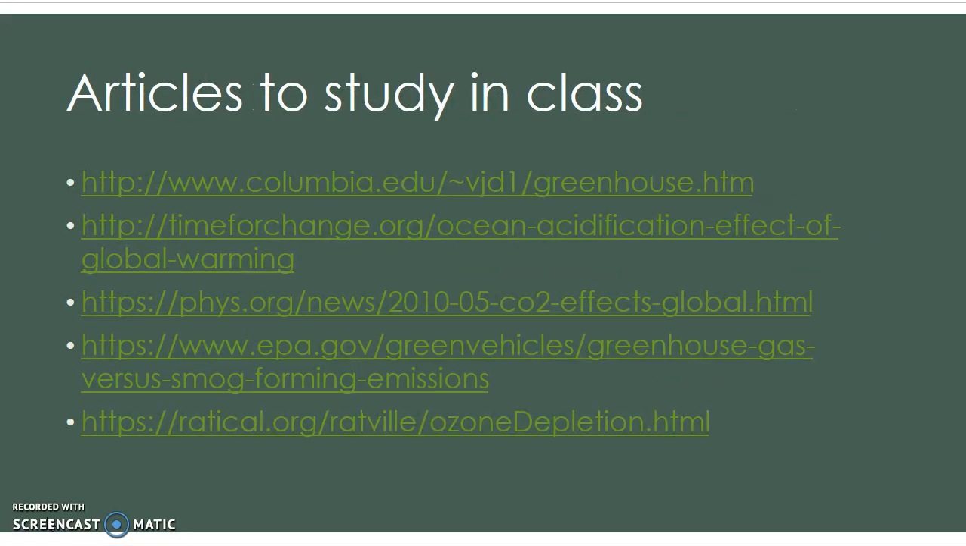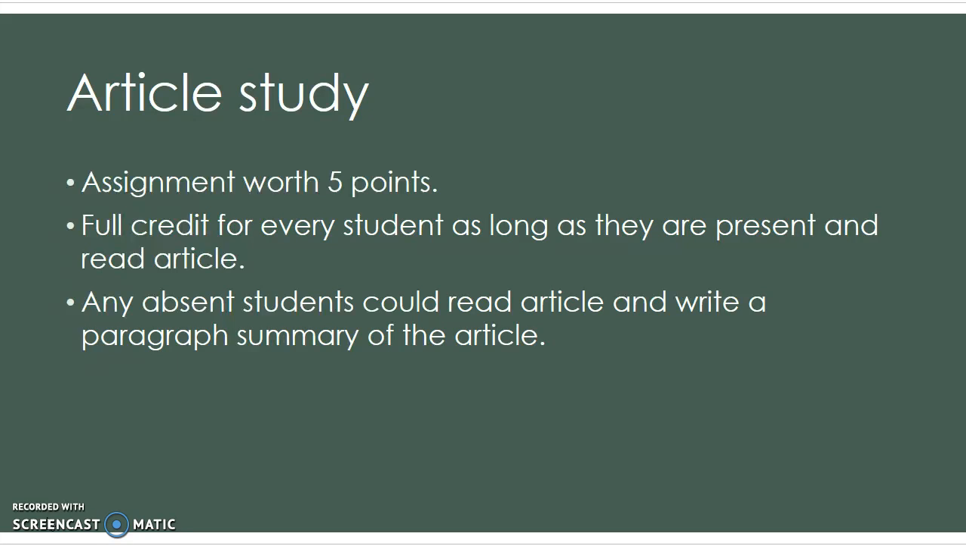Here are the articles to study in class, which can be used to have a discussion with your class about the different effects of the greenhouse effect. The article study can be an assignment worth around 5 points. Full credit for every student should be allowed as long as they are present and read the article. Any absent students could read the article and write a paragraph summary of the article.